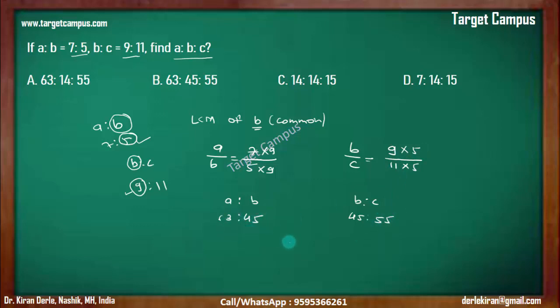So if b is 45, a is 63, and if b is 45, c is 55, so this is our ratio. So option B should be your answer. I hope you have understood this. What was the common term we have identified and we have just made this.